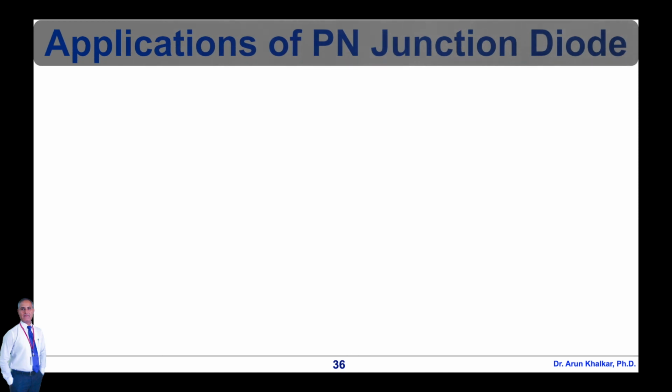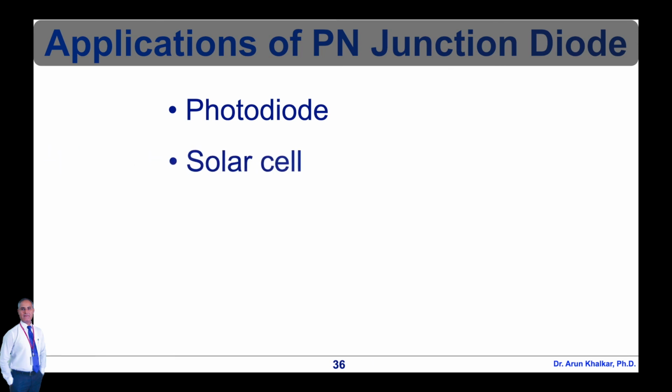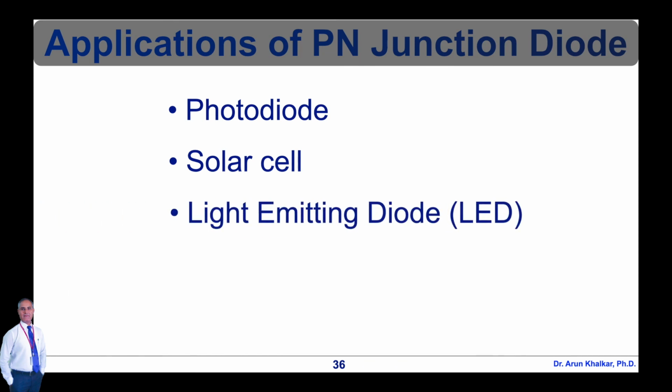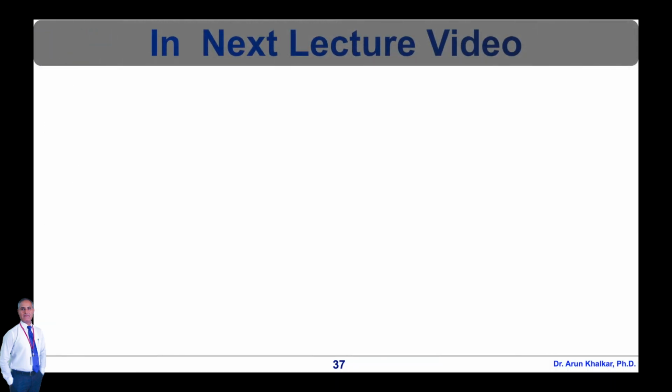Now let's see some applications of PN junction diode. PN junction diode can be used as a photodiode, as the diode is sensitive to light when the diode is reverse biased. It can be used as a solar cell. When the diode is forward biased, it can be used in LED, that is light emitting diode, applications. It is used as rectifiers in many electric circuits and as a voltage controlled oscillator in varactors. This is all about PN junction.